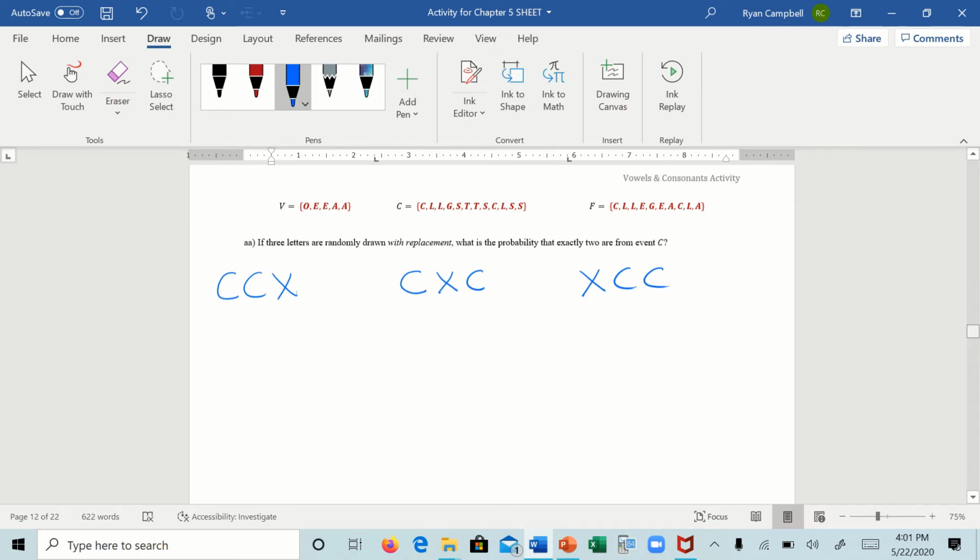So the probability that the first one is from C, that's going to be 12 out of 17. It's with replacement, so the probability the second one's from C is also 12 out of 17. Probability that the last one is not from C, right? If 12 letters are in C, that means the other 5 aren't. And those are all the vowels, right? So 5 out of 17. When you multiply those together, we get about 0.14655.